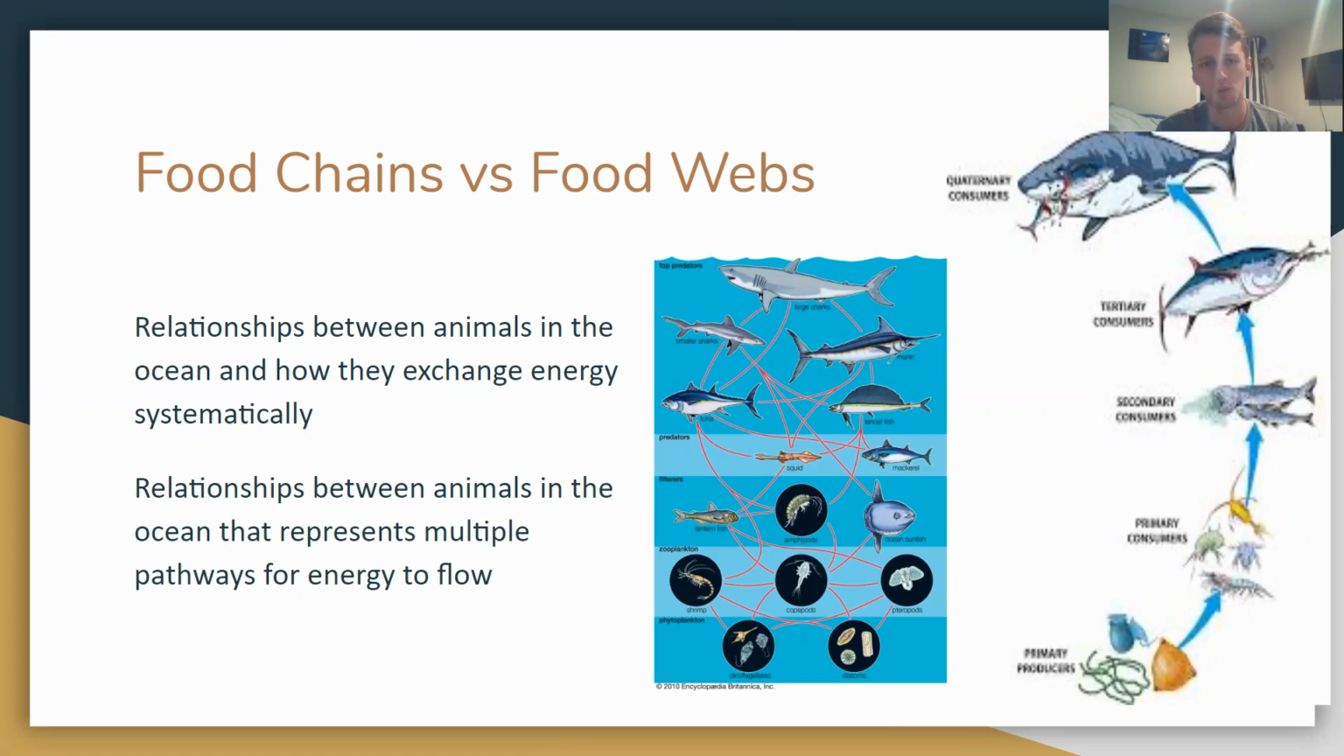Also, food chains and food webs, I put this in here about the ocean. It doesn't necessarily have to be for the ocean. Food chains and food webs can exist on terrestrial environments too, in communities. So it can just be the relationship between those animals, not necessarily just in the ocean. But for our purposes, I put that in there. Okay.